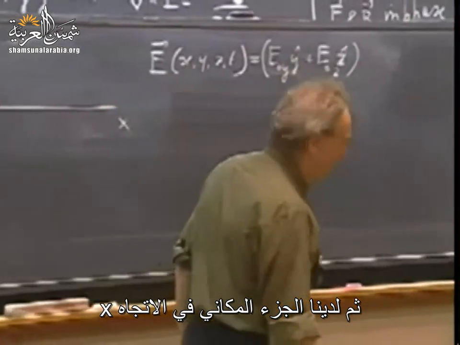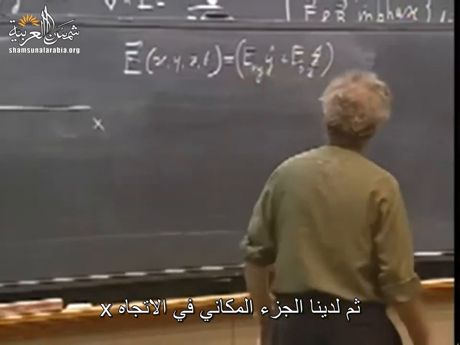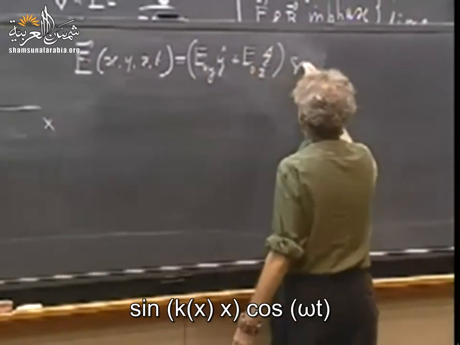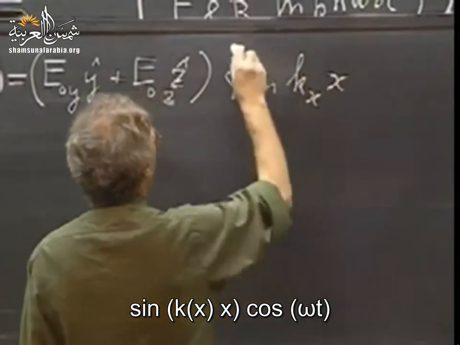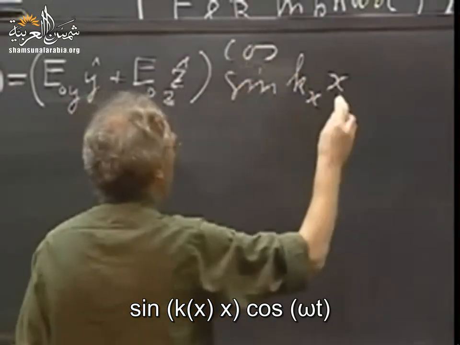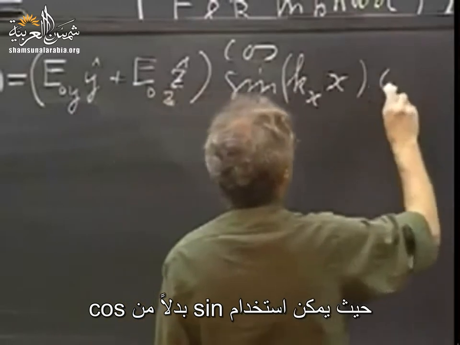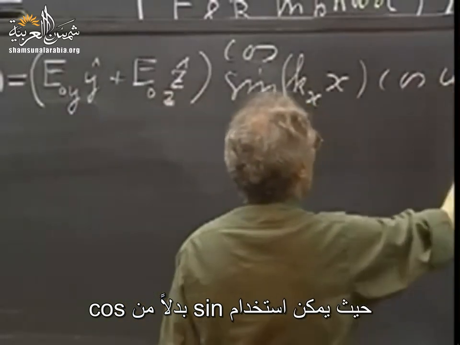And now you get your spatial part in the x direction, for which you can write down either the sine of kx times x, or if you prefer cosine, I have no problem with that. And then we have here cosine omega t.